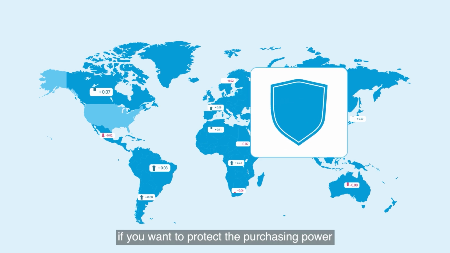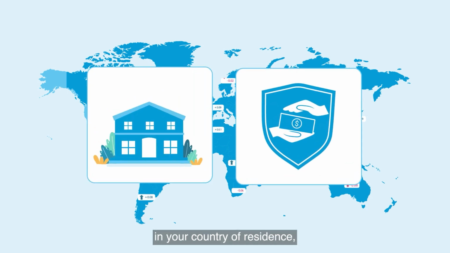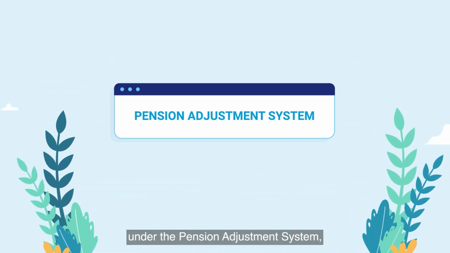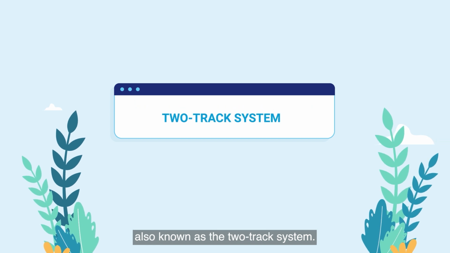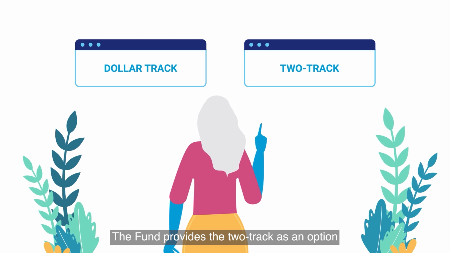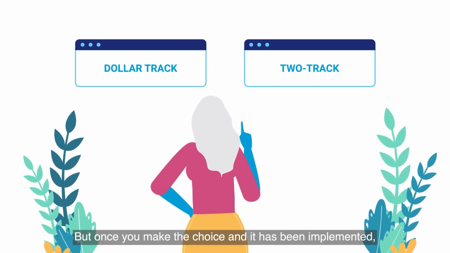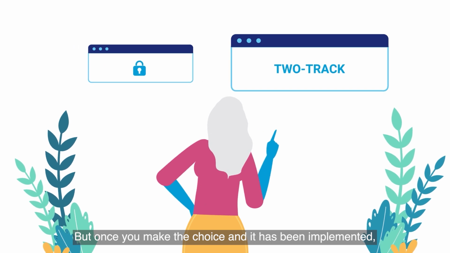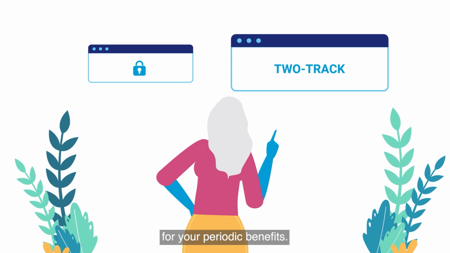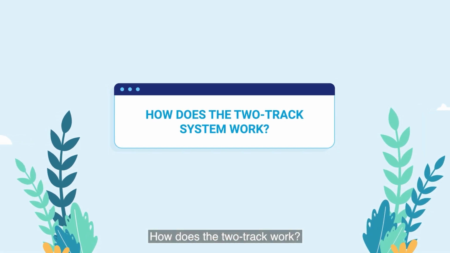However, if you want to protect the purchasing power of your initial periodic benefit in your country of residence, you can choose to be paid under the Pension Adjustment System, also known as the two-track system. The fund provides the two-track as an option, and you are not obliged to utilize it. But once you make the choice and it has been implemented, the decision is permanent and irreversible for your periodic benefits.